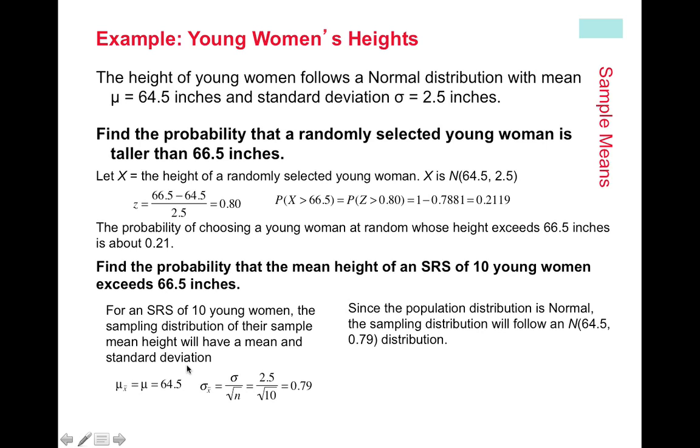So they have the mean of the x bars is 64.5, the standard deviation is 0.79. Since the population is normal, the sampling distribution is normal with a mean of this and a standard deviation of that.